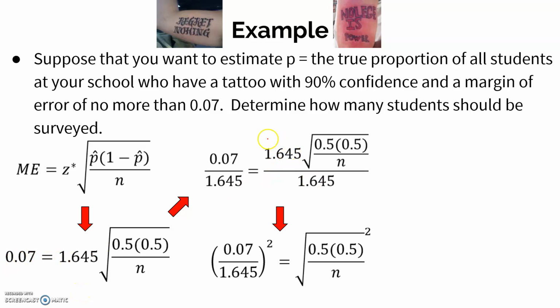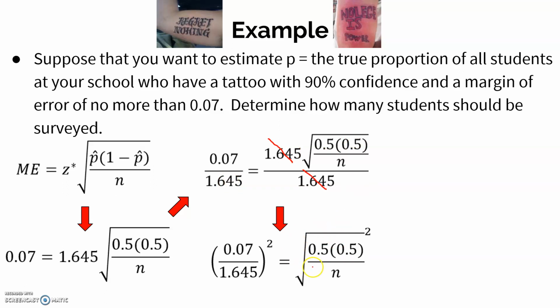So that's what we did here in this step. We're dividing both sides by 1.645 so that we can eliminate that value away from the radical. At the same time, we divide it on this side. And notice I'm going to leave this alone because this is going to give us a really nasty decimal. So I'm going to leave 0.07 over 1.645.